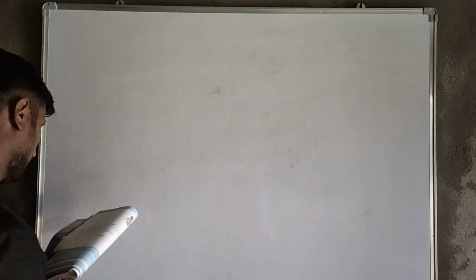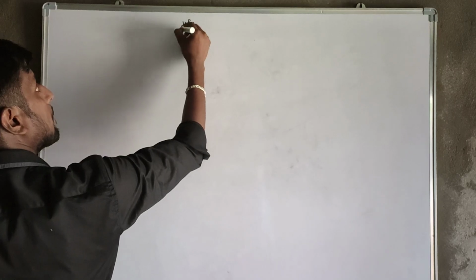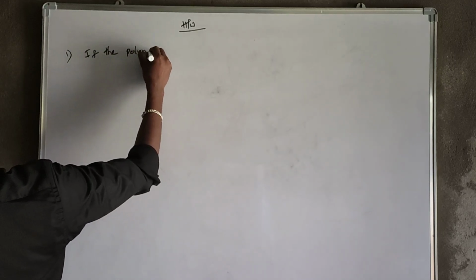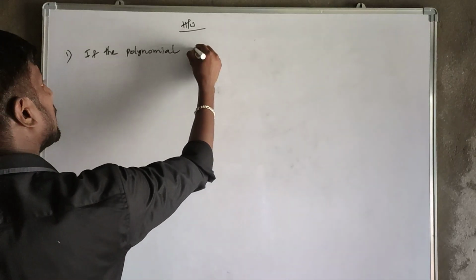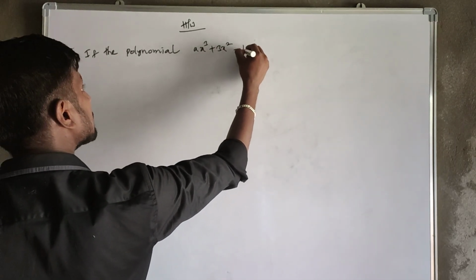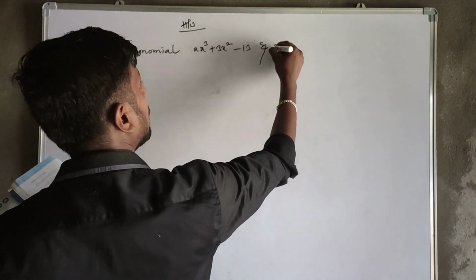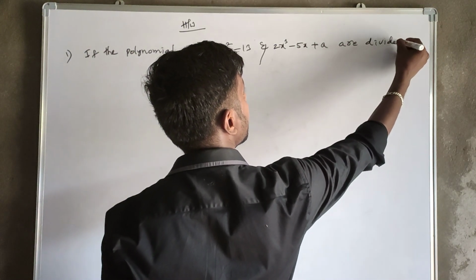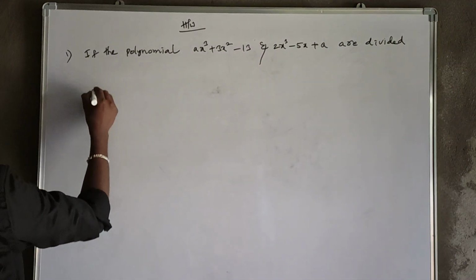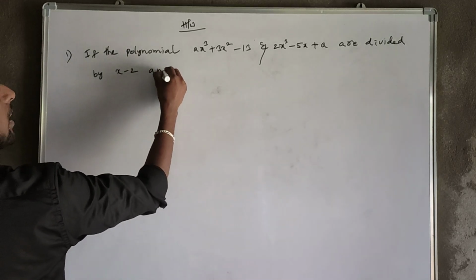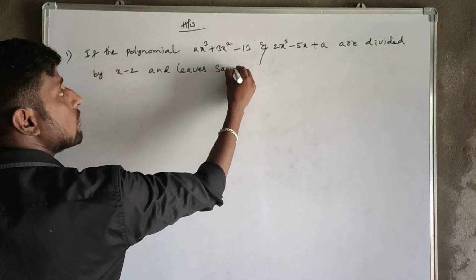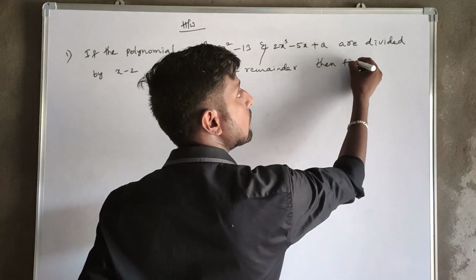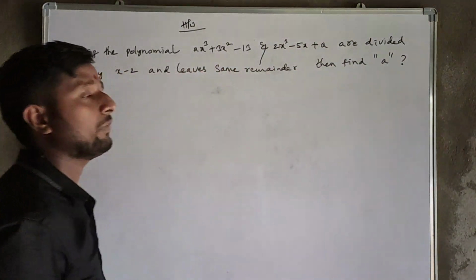First problem. If the polynomial ax cube plus 3x square minus 13 and 2x cube minus 5x are divided by x minus 2 and leave the same remainder, then find the value of a.